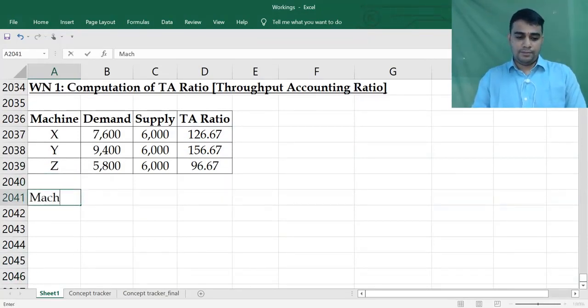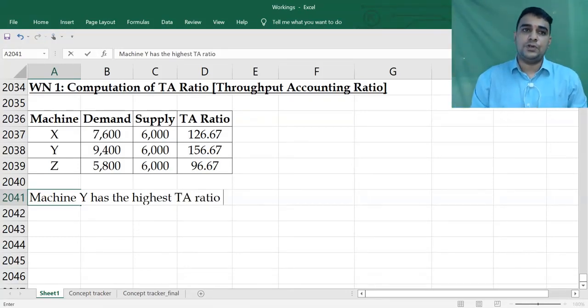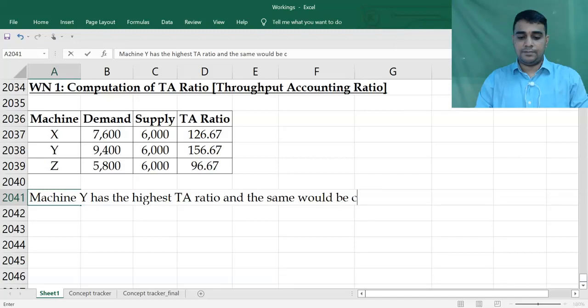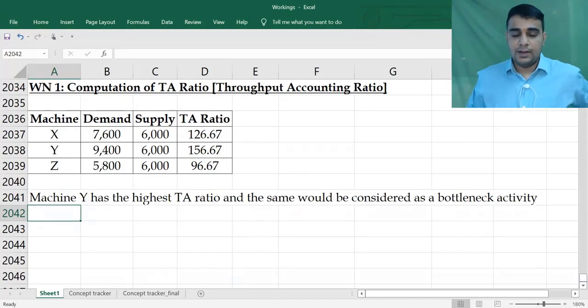Machine Y has the highest TA ratio, and the same would be considered as the bottleneck activity.